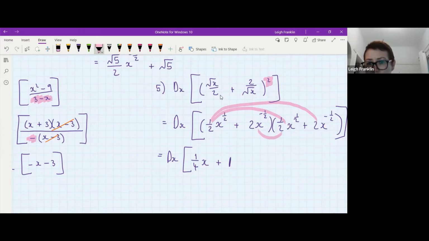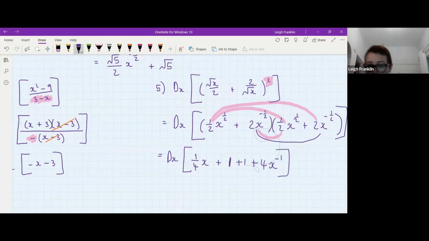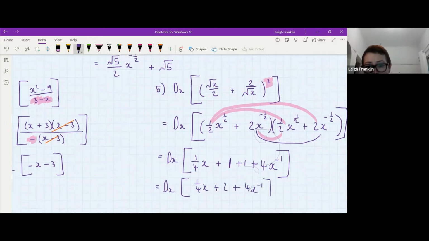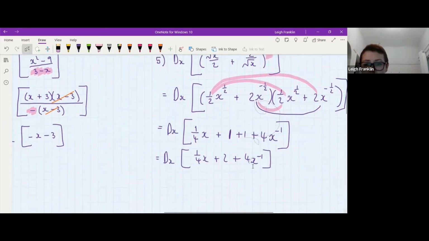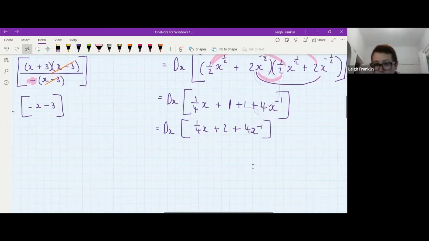And then we would get exactly the same thing when we do the O, so it's going to be plus another 1, whoopsie daisy. When we do the last step of FOIL over here, it's going to give us plus 4x. When we multiply like bases, we subtract our exponents, so a minus half minus another half will give me minus 1. Collecting like terms together, we now have 1/4 x plus 2 plus 4x to the power of negative 1. Is everybody cool with that? I hope so. Please do ask if you're not sure.